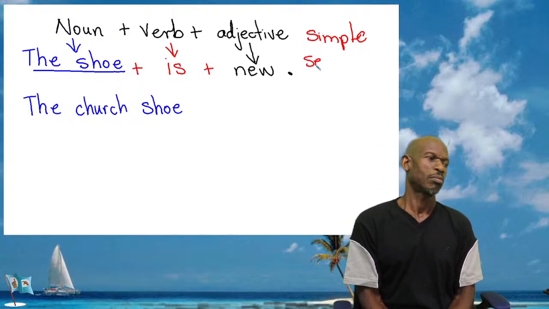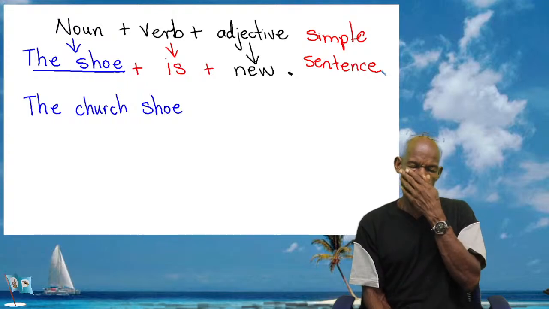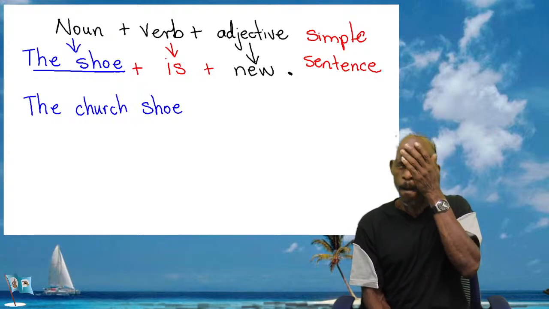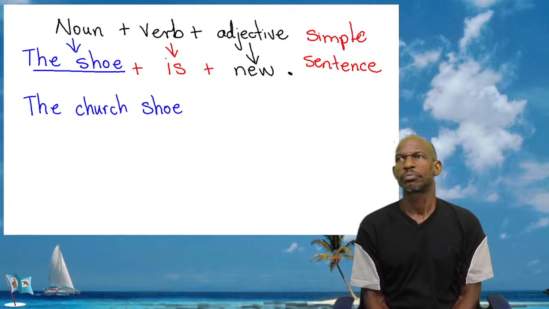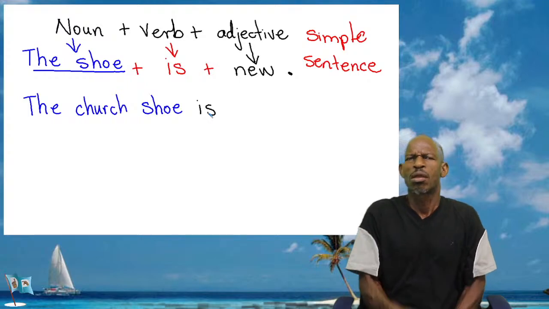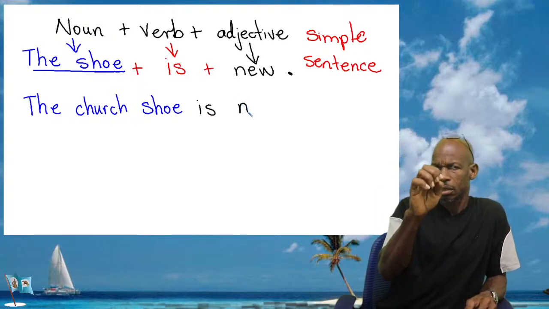All right, I'm trying to write a simple sentence. This is a simple sentence, and that is fine. There's another way I could write this sentence. I can say the church shoe is, but I have to talk about something. When I put that word is, I must put something about that. That is a telling verb, so I must tell you something about this church shoe. So I can say this church shoe is new.